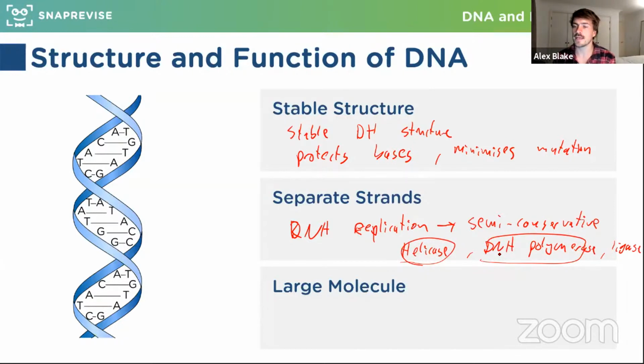The reason it's synthesized from that direction is because DNA polymerase can only bind to the 5' end of the ribose, so it has to go in that direction for replication. Yeah.